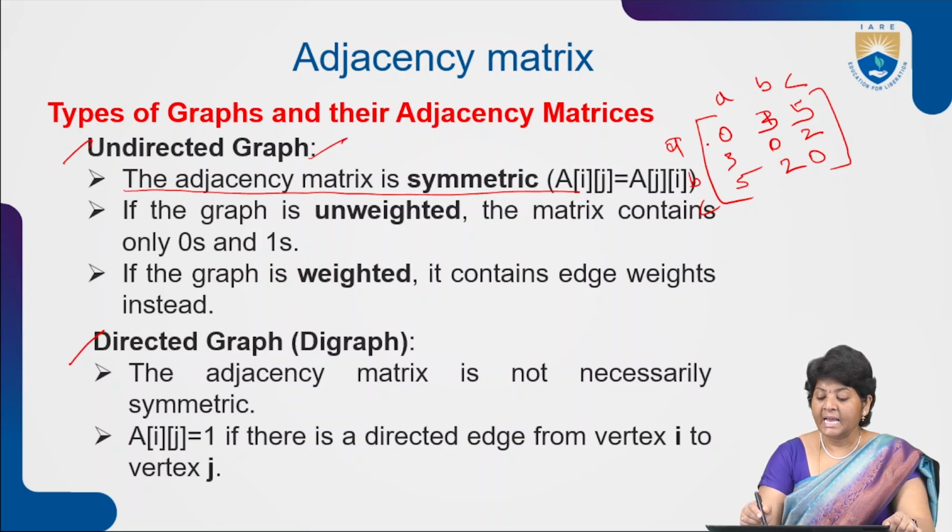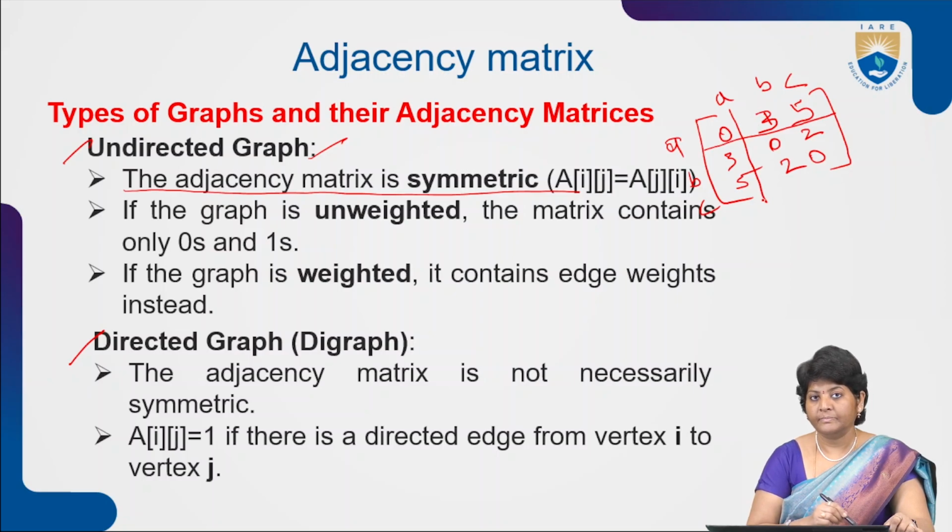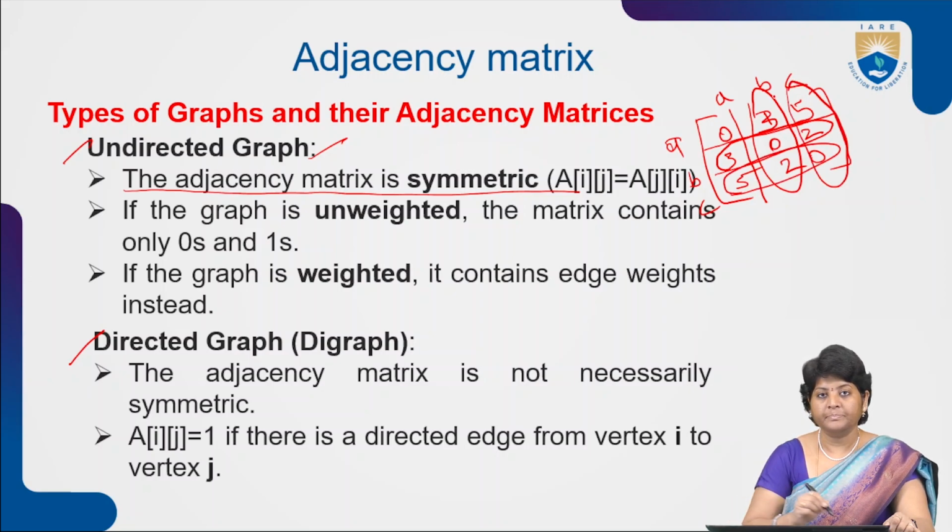That means the first row will be the same as the first column. Similarly, the second row is the same as the second column. The third row will be the same as the third column. So this is symmetric, and the adjacency matrix of an undirected graph is always symmetric.